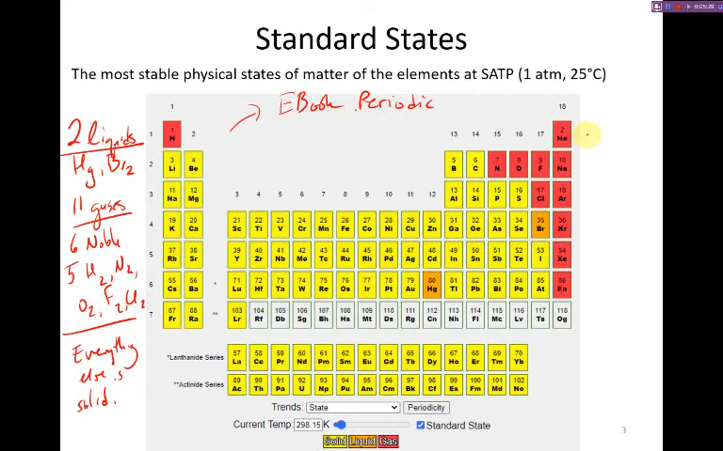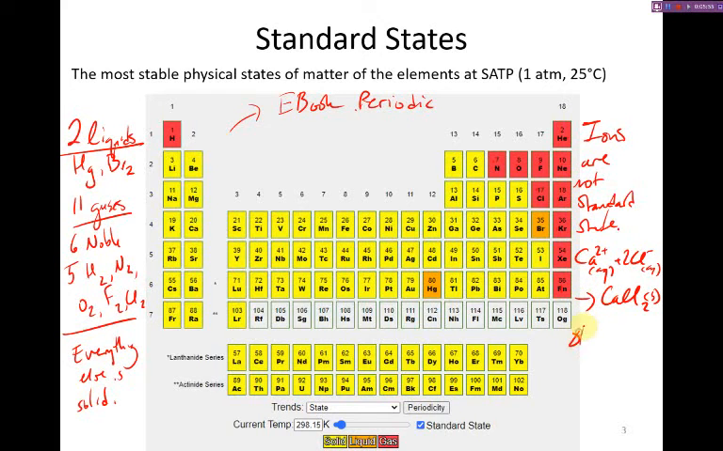Something to note is that ions are not standard state. So for example, if we had calcium 2 plus with 2 chloride ions goes to form calcium chloride, these are not in their standard state, and therefore the enthalpy of the reaction here would not be equal to the standard enthalpy of formation.